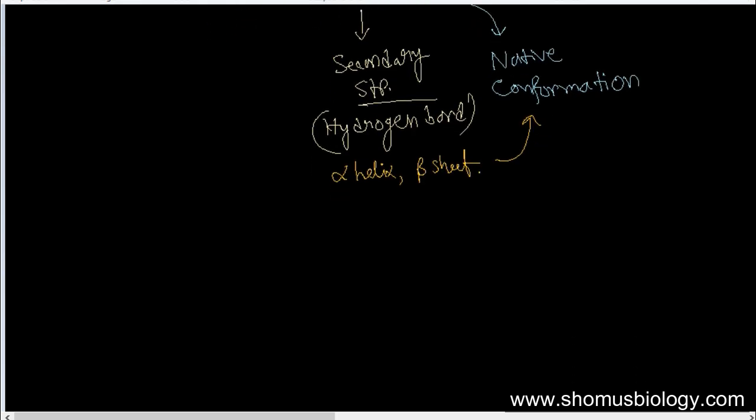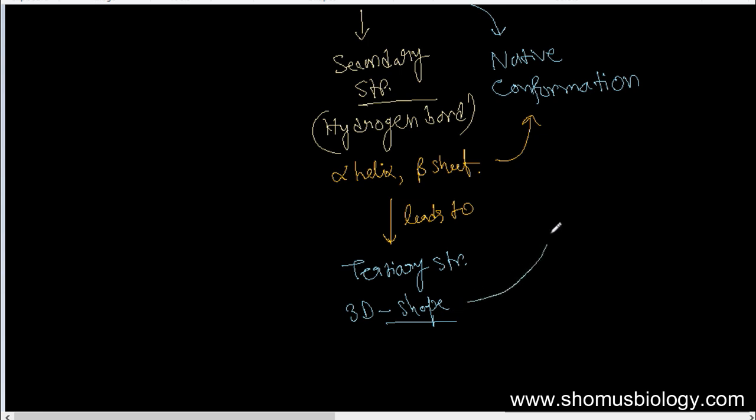Okay, now the secondary structure leads to what? It leads to a tertiary structure. Tertiary structure means three-dimensional 3D shape of a protein, and this 3D shape is capable of doing its own protein function. This also contributes to the native conformation of a protein.